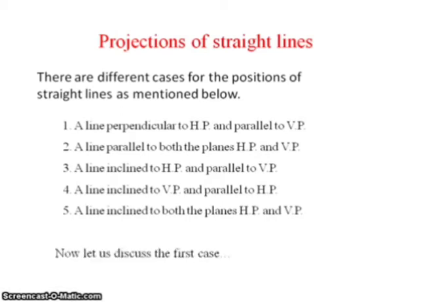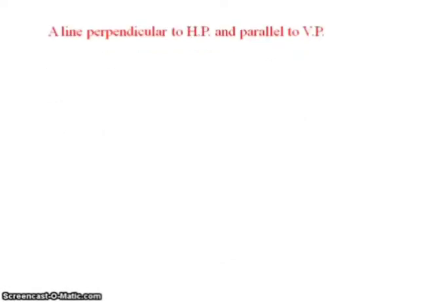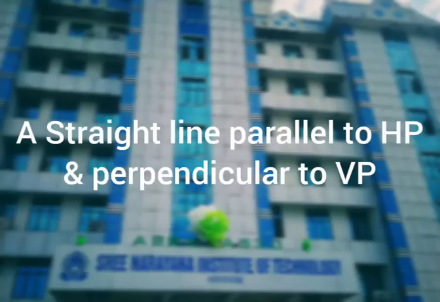So first, let us discuss the first case. What is the first case here? A line perpendicular to the horizontal plane and parallel to the vertical plane. So let us discuss.